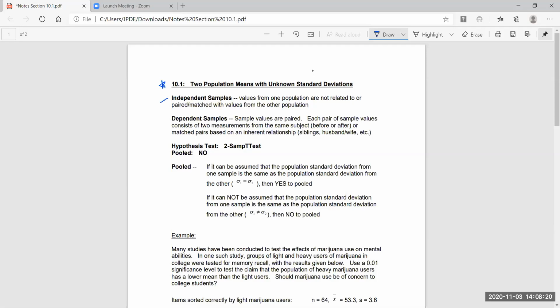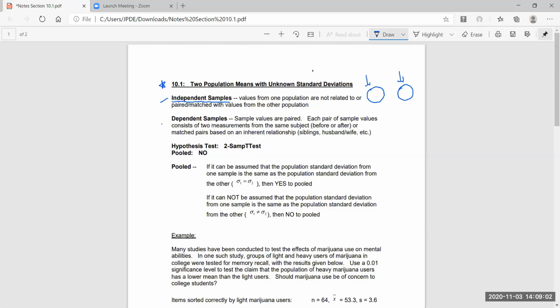First off, we're going to be working with independent samples in this section. And what that means is that the values from one population are not related to or paired or matched with values from the other. So you have your group here and you have your group here, and we're not connecting these at all. They're distinct, and how we choose those from this sample and how we choose those from this sample, it's not going to impact our results or our decisions.